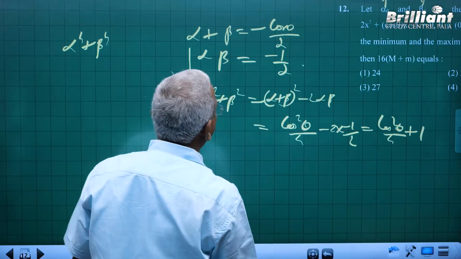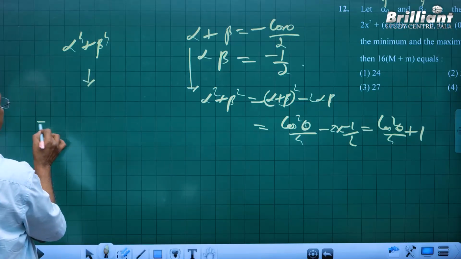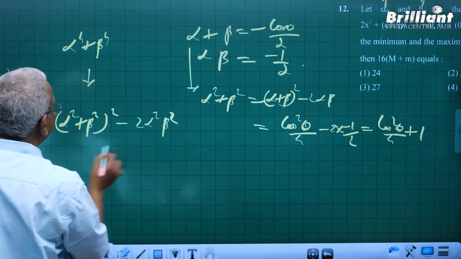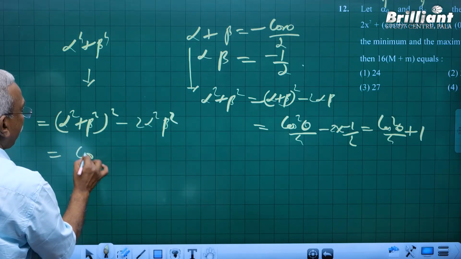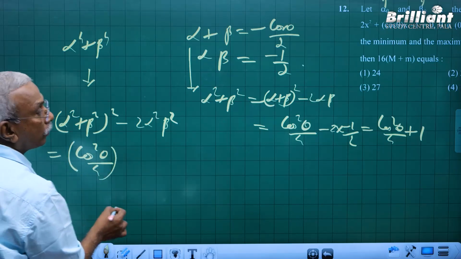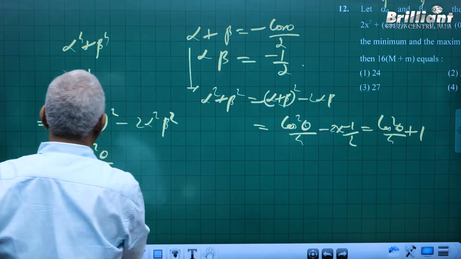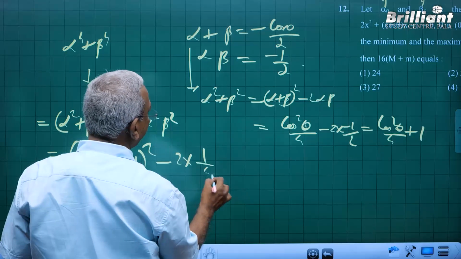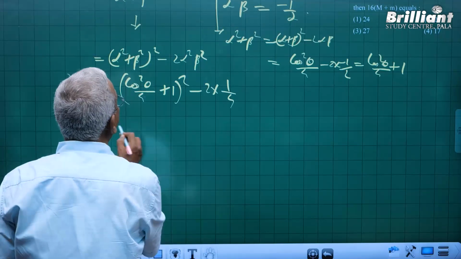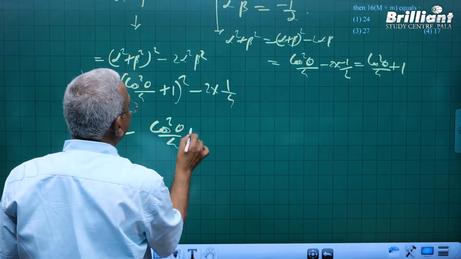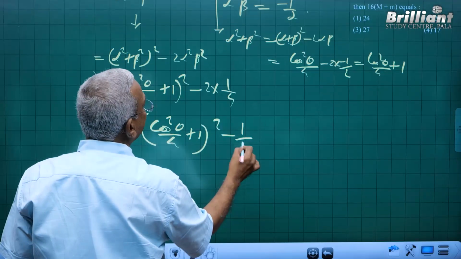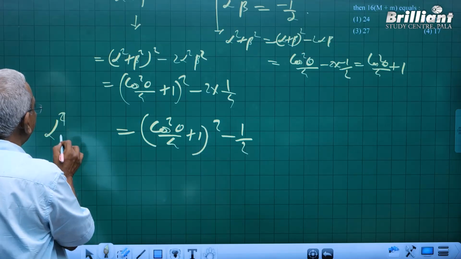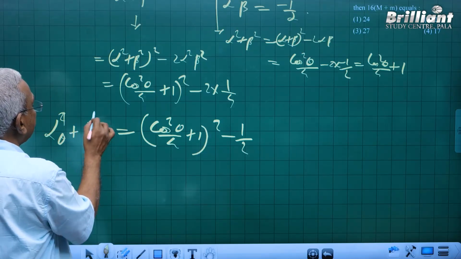This is alpha square plus beta square. So what about this one? This again is equal to alpha square plus beta square the whole square minus 2 alpha square beta square. So this expression is cos square theta by 4 plus 1, the whole square, minus 2 into the square of that, and alpha square beta square is 1 by 4. That implies cos square theta by 4 plus 1 the whole square minus 1 by 2. This is our expression for alpha raised to 4 plus beta raised to 4.